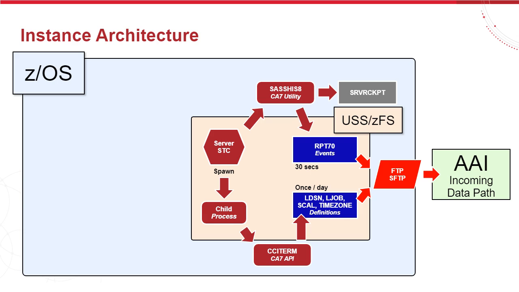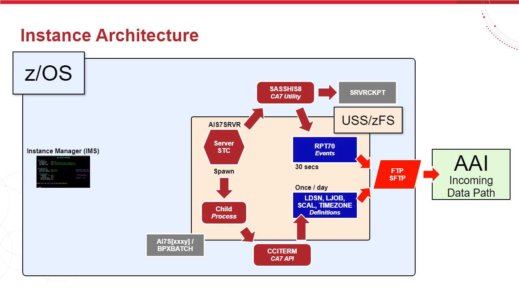The initial server STC start is executed with an instance-specific JCL. This invokes BPX batch to start the Unix environment and then passes a Unix executable as a parameter. This executable, called AIS7 SRVR, is the server STC code. We have additional elements. The software contains an ISPF-based user interface called IMS, or Instance Manager System. IMS handles the management of software instances.